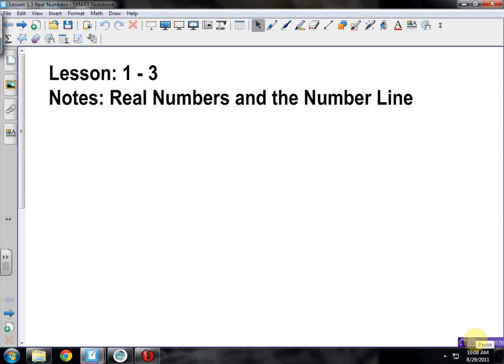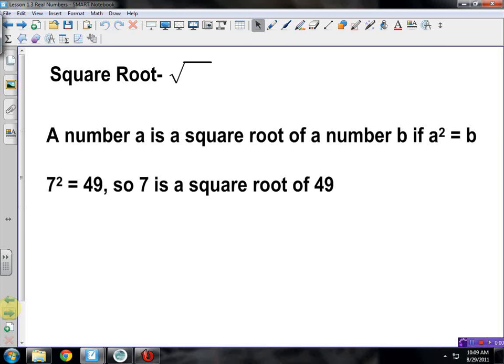Okay, today in Algebra 1 we're going to be doing lesson 1.3, which is real numbers and the number line. All right. So a few things that we need to talk about. One is square root. I think we've all seen the square root sign. Okay. Now a little bit of note-taking advice for you.